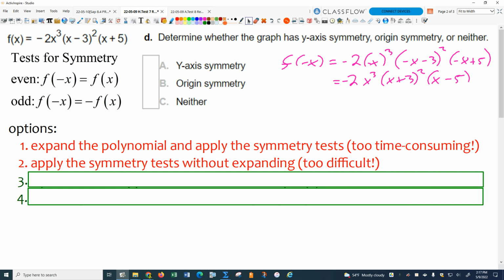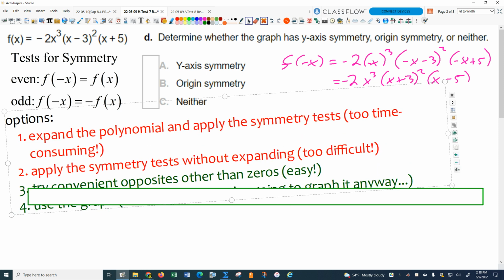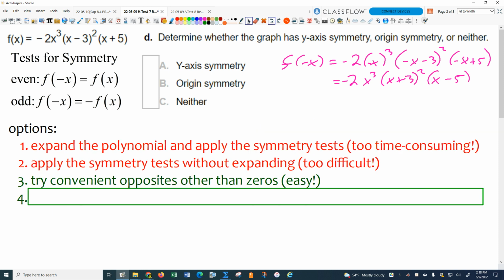We could try convenient opposites like positive 2 and negative 2 or positive 3 and negative 3, but we want to pick ones other than zeros. So we'd want to avoid 3 and negative 3, 5 and negative 5, and 0. We'd want to pick something like 1 and negative 1. Plug those in and see what happens.